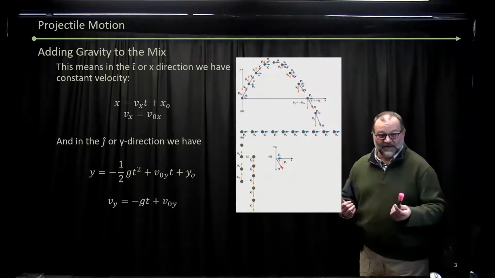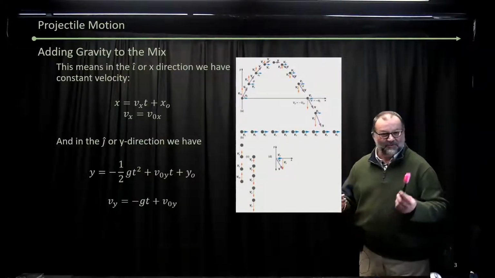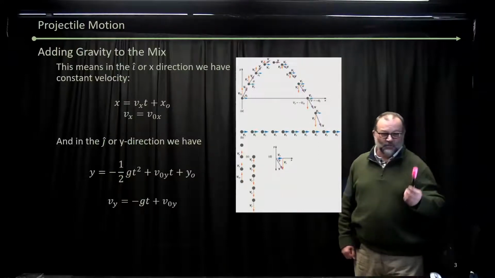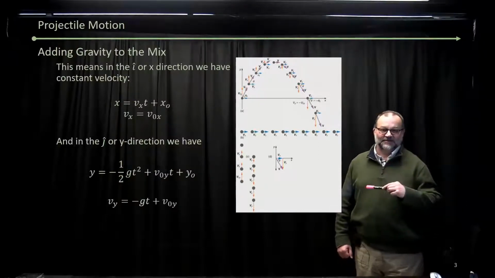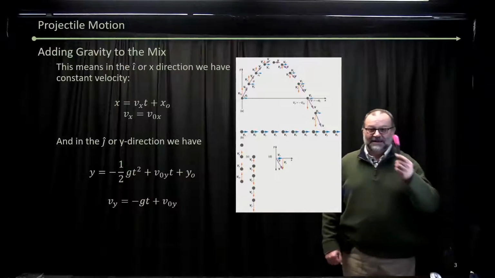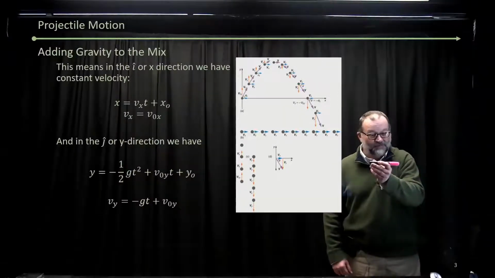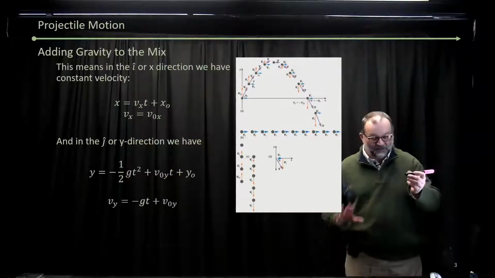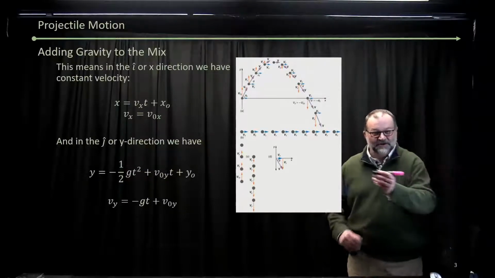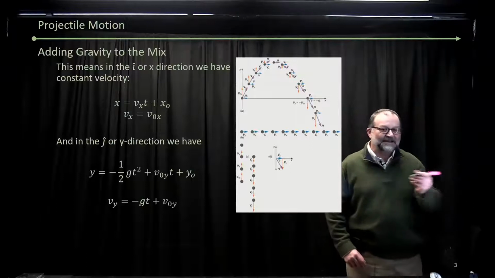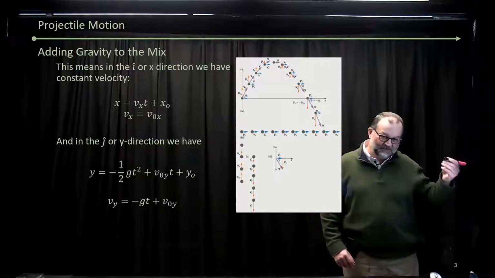Well, when we add gravity into the mix, what's happening in this problem? Remember, x and y are independent of each other. So in x, we just have constant velocity. Whatever velocity you started off with in x, you still have. Now, we're ignoring air resistance here. You still have that velocity in x.